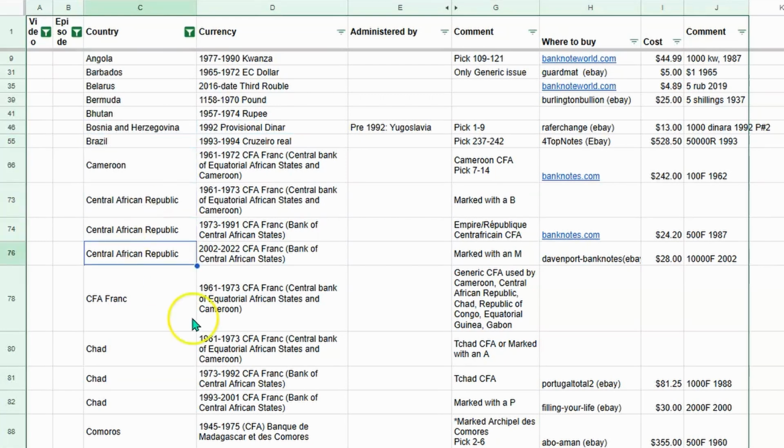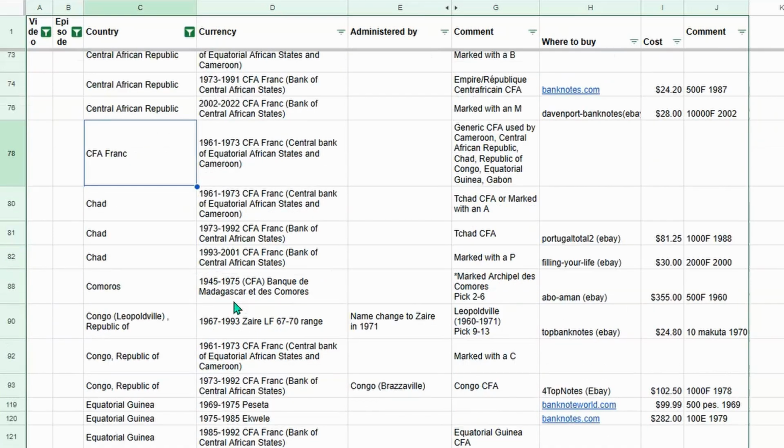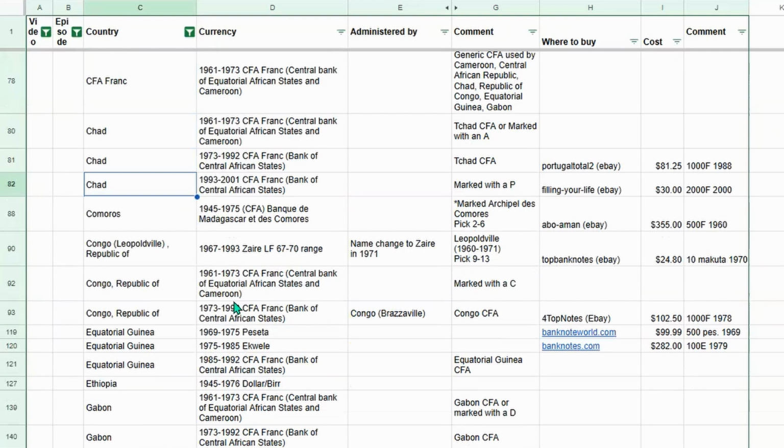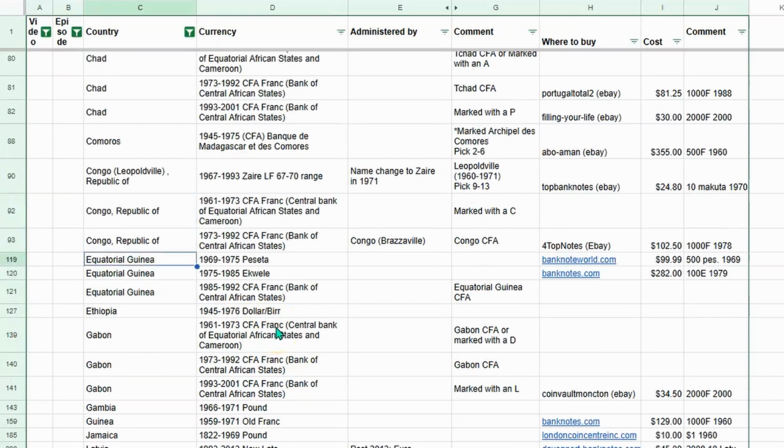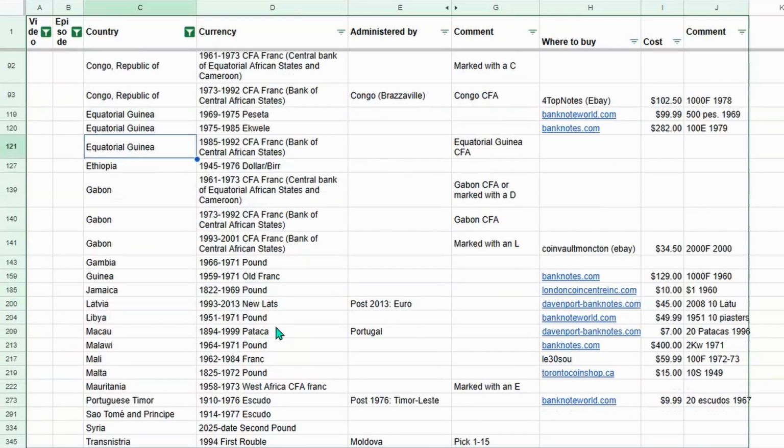I'm missing 3 from Central African Republic, the CFA franc from 1961 to 1973. I'm missing 3 from Chad. I'm missing 1 from Comoros, Republic of Congo before it was named Zaire. I'm missing 1 of those. The Republic of Congo. This is modern day Republic of Congo. We got 3 from Equatorial Guinea. I have Ethiopia, 3 from Gabon. You'll notice that a lot of African countries, there's 3 because they went through various iterations of the Central African CFA franc.